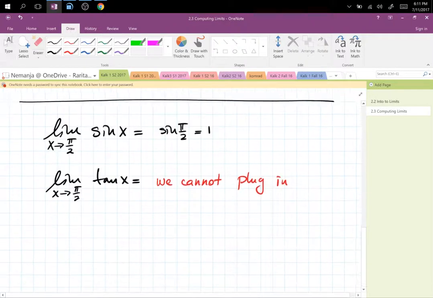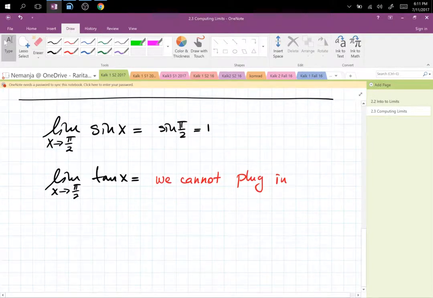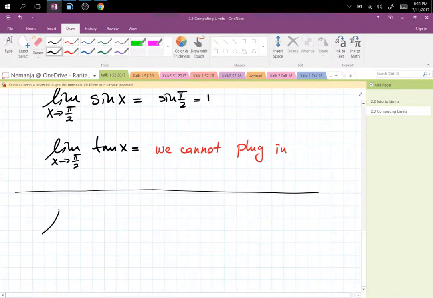Now let me give you an example when weird stuff is happening. So say you have a limit as x goes to 2 of x divided by x minus 2.